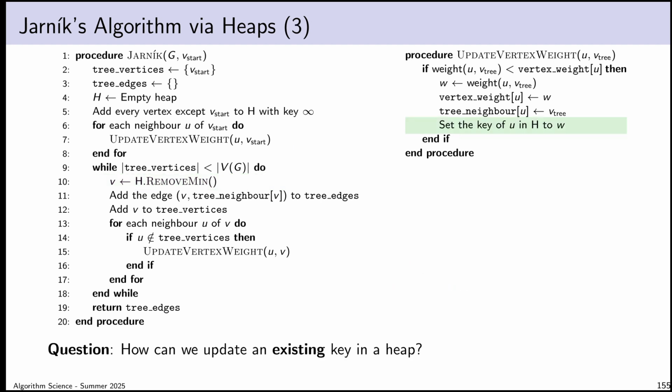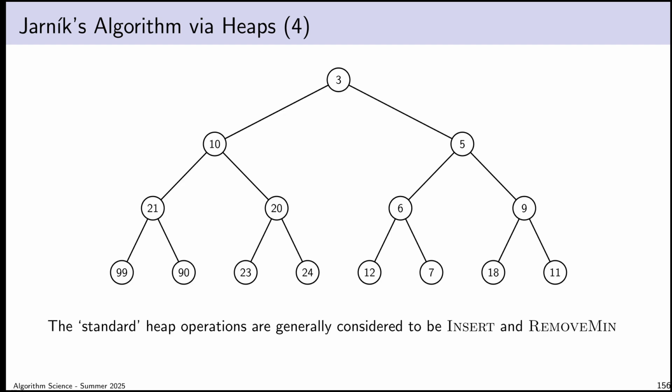So the question I guess we have to answer is, how do I do this? If I already have something in a heap, how do I adjust an existing key in the middle of a heap? And it turns out it's not so bad. It's a bit of a pain implementation-wise, but it's all doable and asymptotically doesn't change anything.